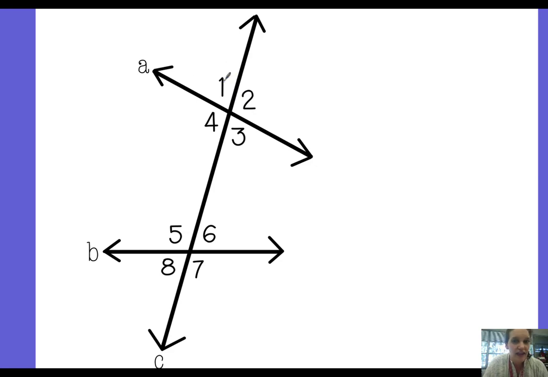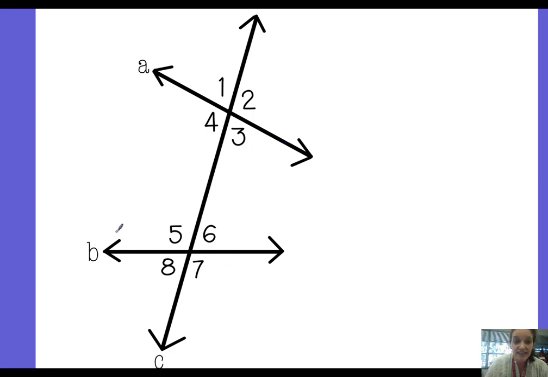We learned that when we have two lines that are cut by a transversal, 4 different types of angles are formed: alternate interior, like 4 and 6; same side interior, 4 and 5; corresponding, like 4 and 8; and alternate exterior, like 1 and 7.